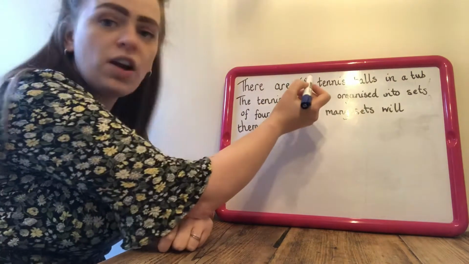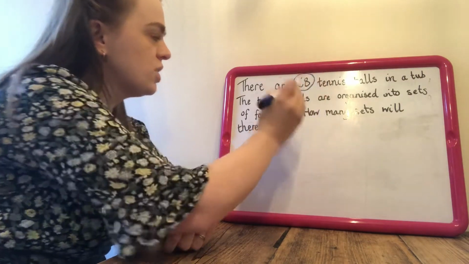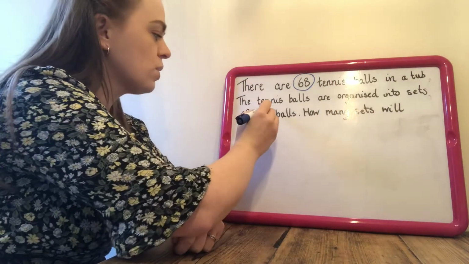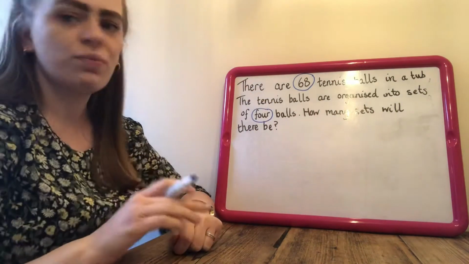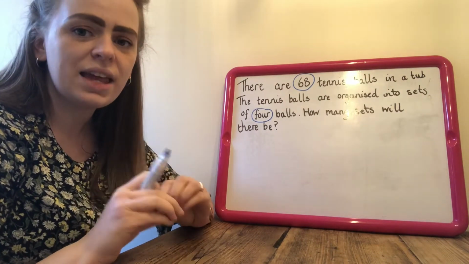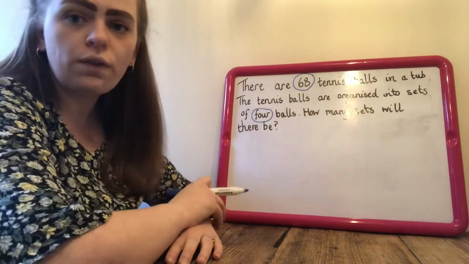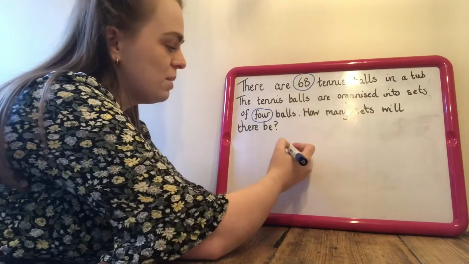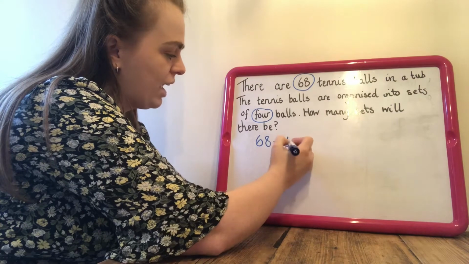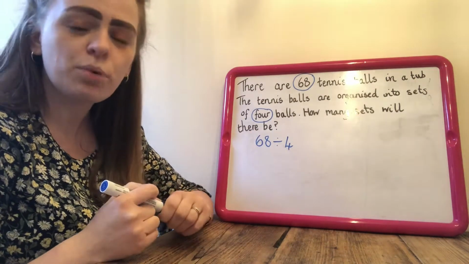So I can see first of all the number 68 is here, and I'm going to circle that number. So there are 68 tennis balls in a tub. The tennis balls are organised into sets of 4 balls. Right, so I have already got the 2 numbers that I'm going to be working with here. I'm going to be splitting 68 into groups of 4. Okay, so my question is going to be 68 divided by 4.